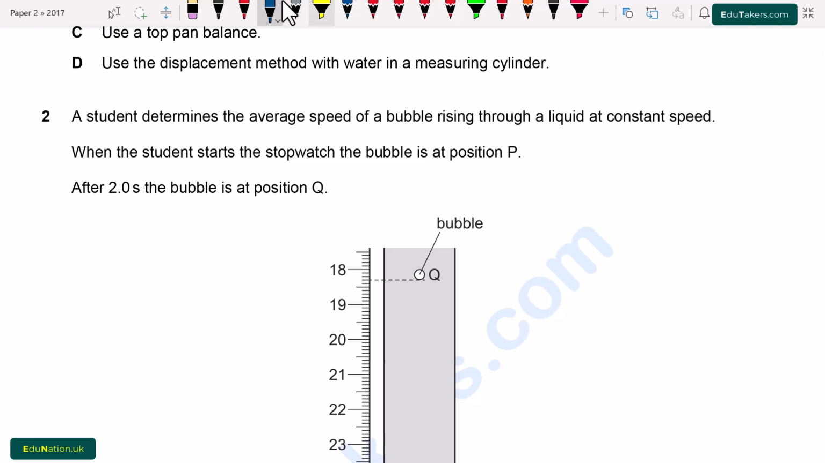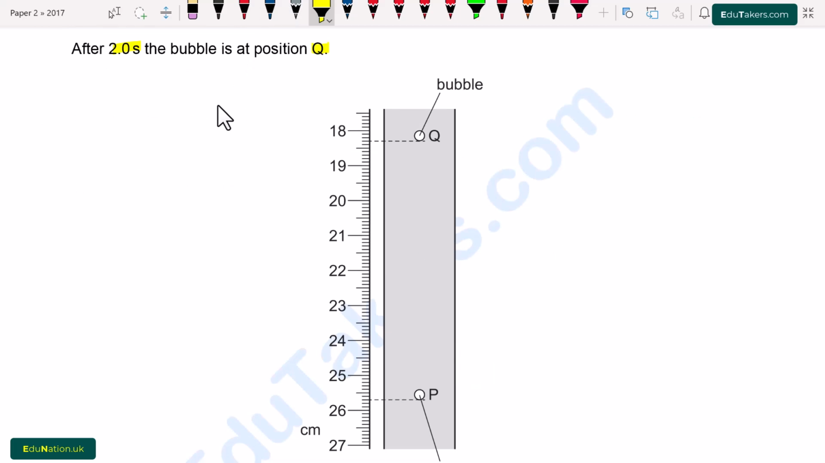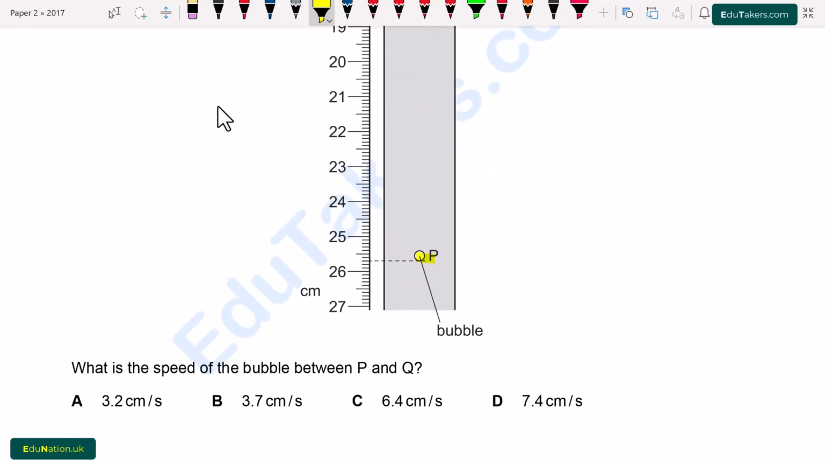Question number 2. A student determines the average speed of a bubble rising through a liquid at constant speed. When the student starts the stopwatch, the bubble is at position P. After 2.0 seconds, the bubble is at position Q. In this diagram, we can see that there is a point P and also a point Q. What is the speed of the bubble between P and Q? So here we have to find out the speed. The reading is also given on the scale. We can measure distance from here and time is given.